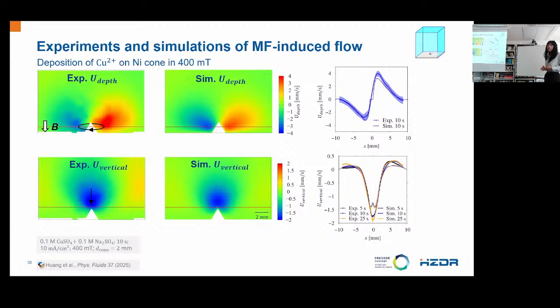So the left 4 figures show the distribution of the depth flow velocity and the vertical flow velocity. The depth flow velocity is going inside the screen and coming out on the right side of the cone, and this represents the rotational azimuthal flow from the Lorentz force. And the bottom 2 figures are the downward flow caused mainly by the magnetic gradient force. On the right, it's the flow velocity around these horizontal red lines, and we also get a nice agreement between experiment and simulation.